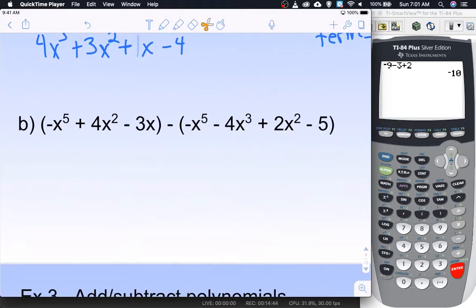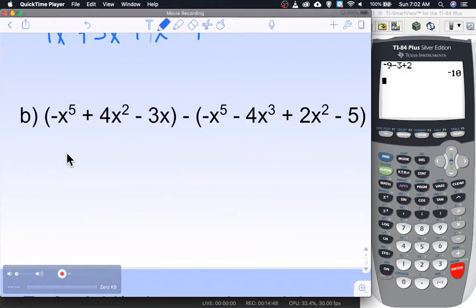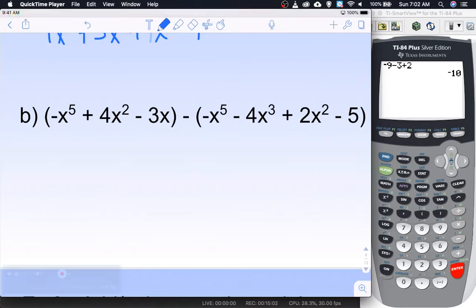Now, subtracting is a little bit more cumbersome. You can go, okay, negative x to the fifth minus negative x to the fifth, and do that math, and then the 4x squared minus a 2x squared. That does work. Although I found from experience, and I've been doing this for 13 years now, that a lot of students mess up in that process.